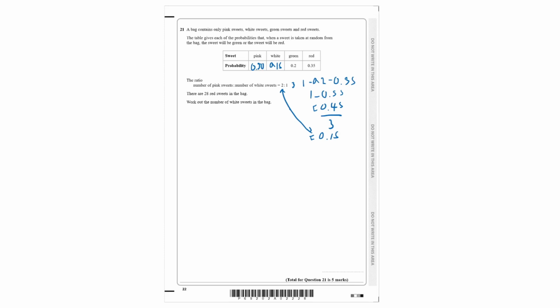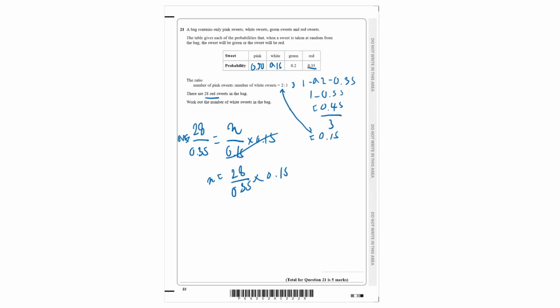Now that we have the probabilities, we can see that 28 red sweets is equivalent to 0.35. Work out the number of white sweets in the bag. So we have 28 red sweets is equivalent to 0.35. To find the number of white sweets, we don't know how many white sweets this gives us, but we know the probability is 0.15. We can multiply both sides by 0.15. This cancels out times 0.15, and we have x is equal to 28 divided by 0.35 times 0.15.